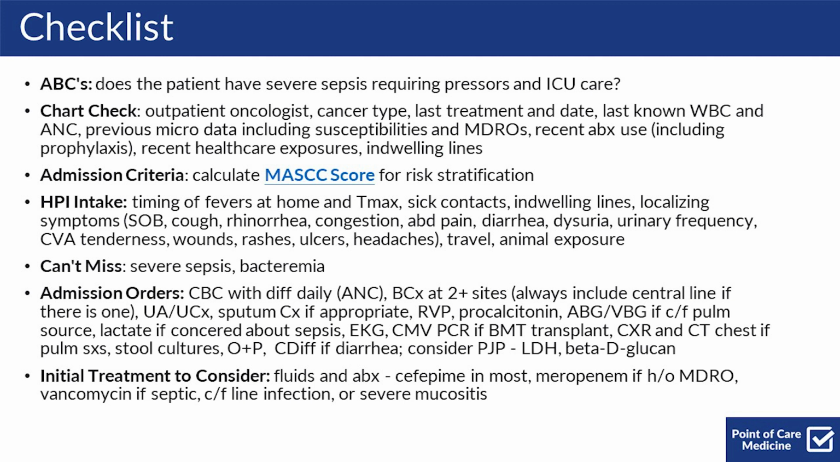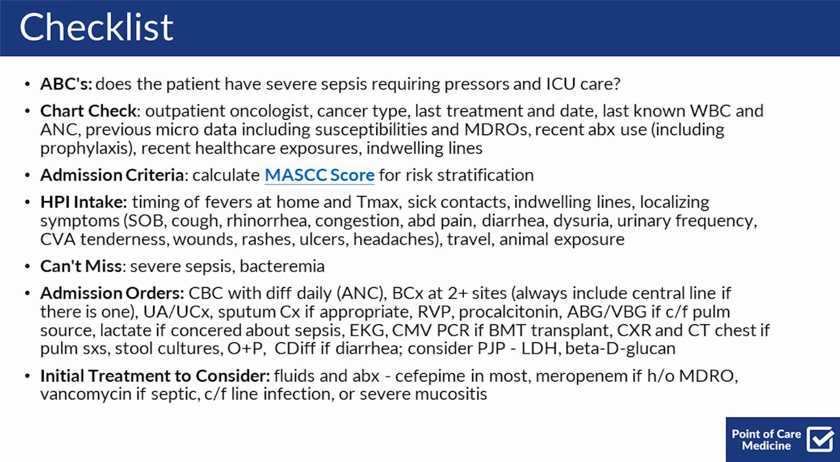When you see the patient and you're doing the HPI for your intake, ask them about the timing of their fevers at home and their Tmax, whether or not they have any sick contacts, about their indwelling lines, localizing symptoms including shortness of breath, cough, rhinorrhea, congestion, abdominal pain, diarrhea, dysuria, urinary frequency, CVA tenderness, wounds, rashes, ulcers, or headaches, and any travel or animal exposure that they might have. Things that you absolutely can't miss when someone comes in with neutropenic fever are severe sepsis and bacteremia.